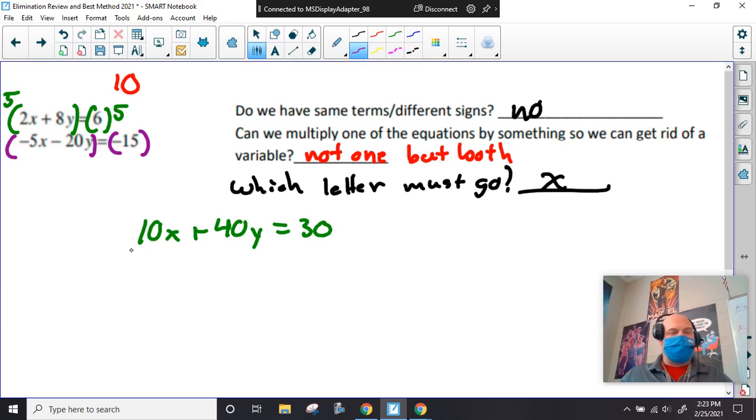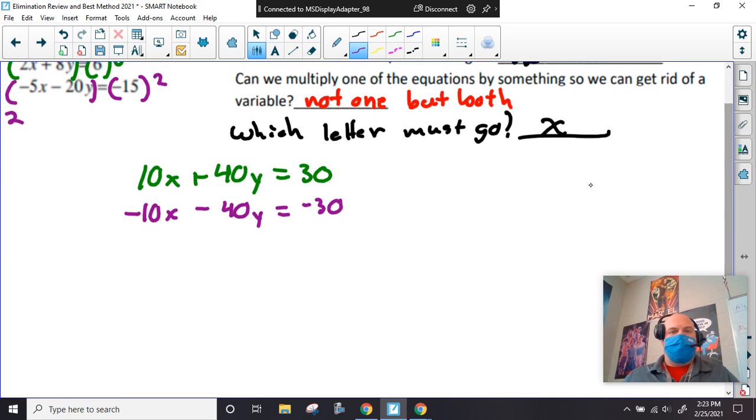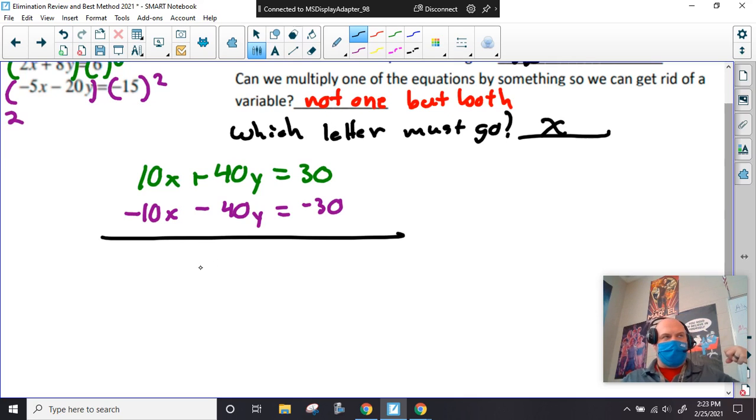This one right here. What am I going to have to multiply this by now to make this be a negative 10x? What am I going to have to multiply this negative 5 by? Just a 2. So I multiply everything by a 2. All right. So if I have 10 and I take 10 away, what do I have? 0. Good, because that's the letter that we said must go.